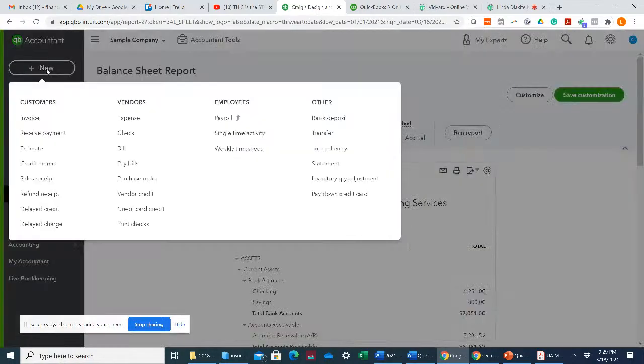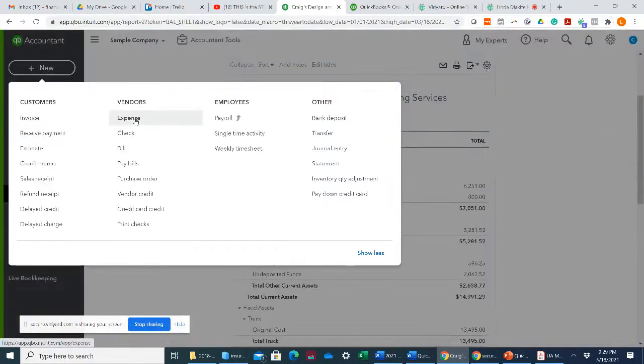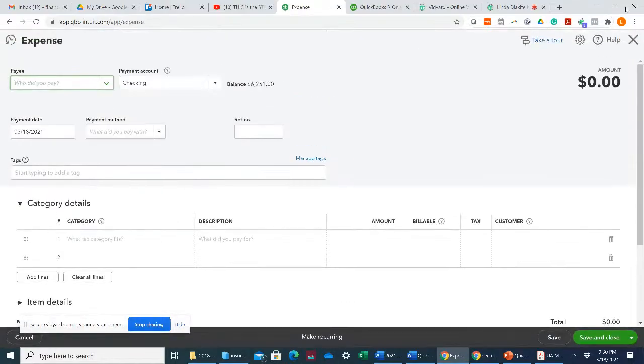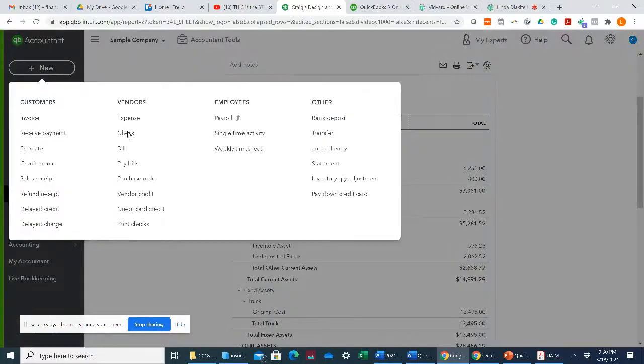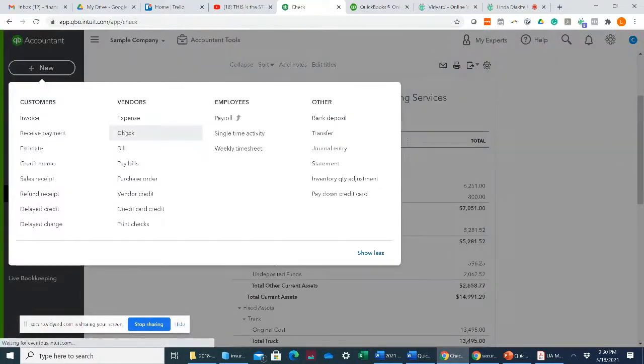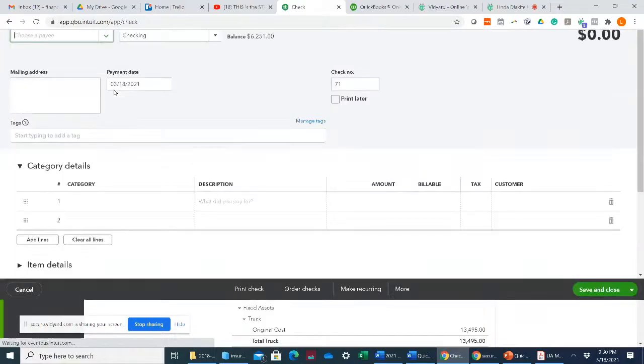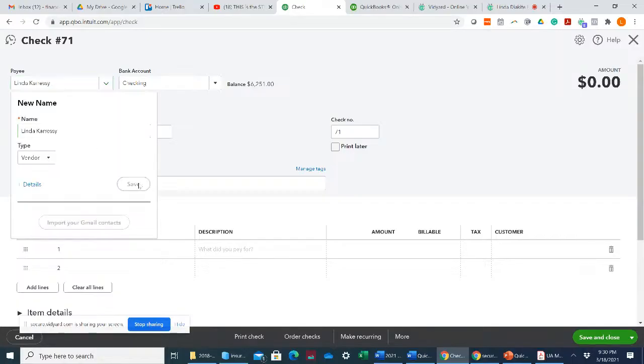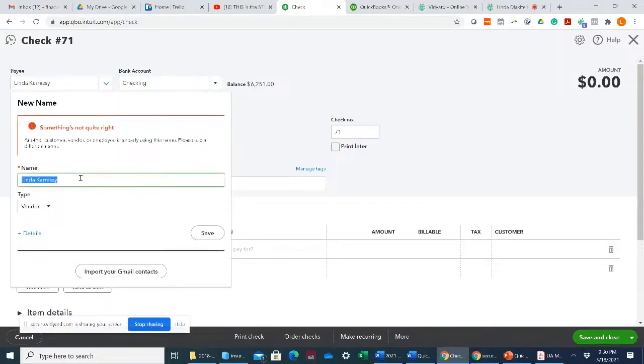Now, say the owner takes out money. So now I'm going to create an expense. Actually, no, it wouldn't be an expense. It would actually be a check. So say the owner writes out a check to themselves. Actually, this is a good example.